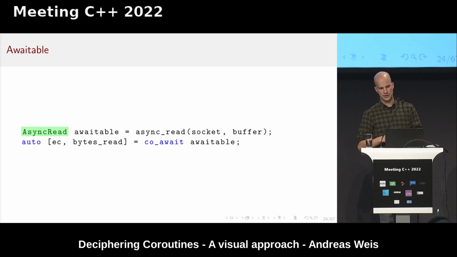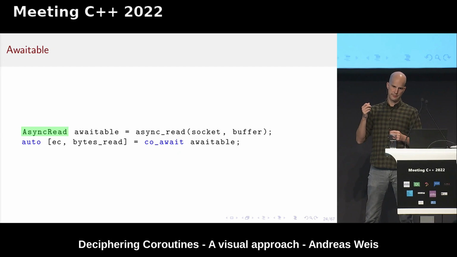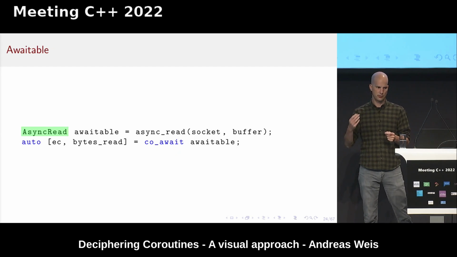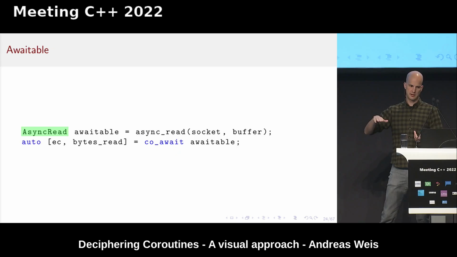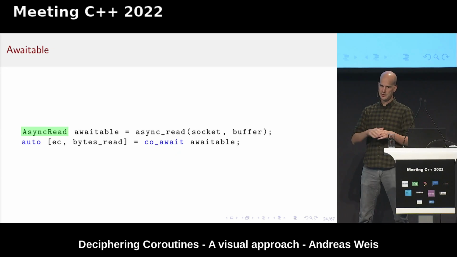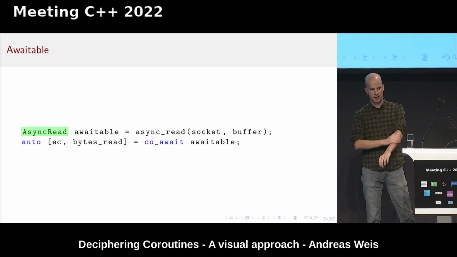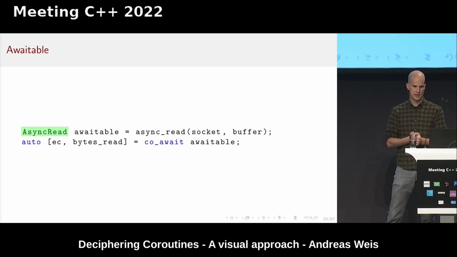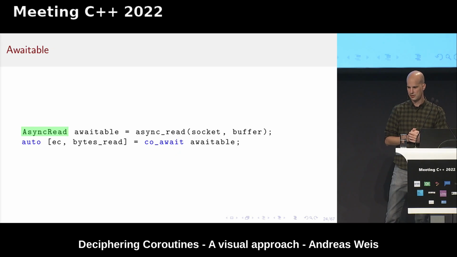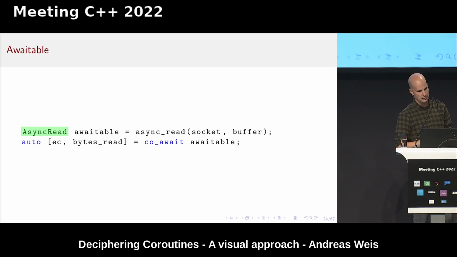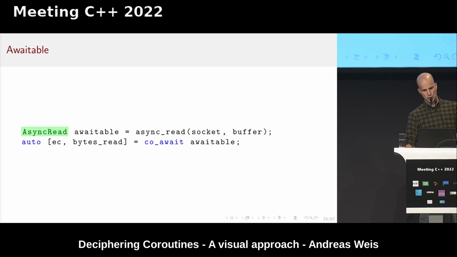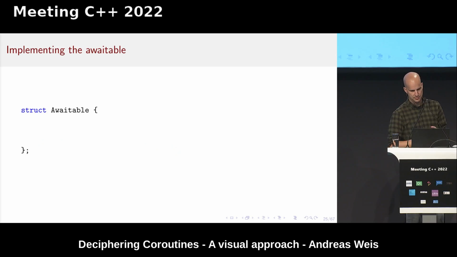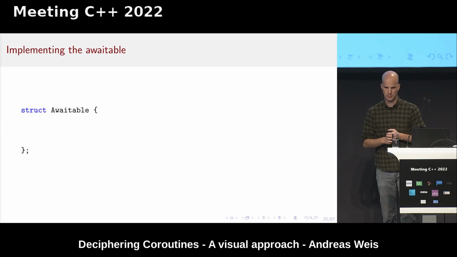The awaitable allows us to inject code that is executed before we suspend and after we resume. Similar to how the promise type allowed us to customize what happens when the coroutine starts or returns, the awaitable allows us to inject code for suspend and resume. So let's try to do the same thing as before. Let's try to implement the simplest possible awaitable.